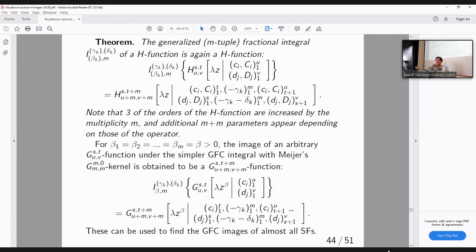And a more simple case is when all beta parameters are equal, it's reduced to Meijer G function. So the result for generalized fractional integral of a Meijer G function is another Meijer G function.